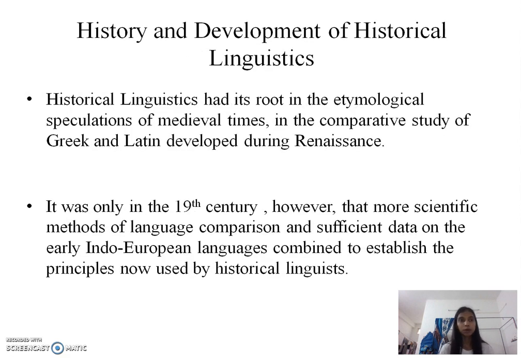Now I am going to tell about the history and development of historical linguistics. Historical linguistics had its roots in the etymological speculations of medieval times, in the comparative study of Greek and Latin developed during the Renaissance. It was only in the 19th century, however, that more scientific methods of language comparison and sufficient data on the early Indo-European languages combined to establish the principles now used by historical linguists.